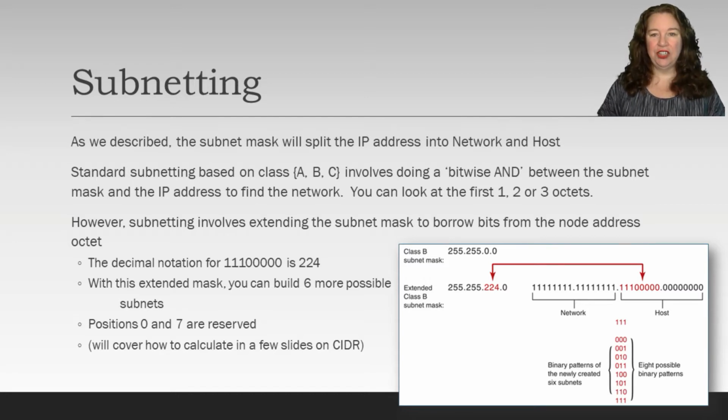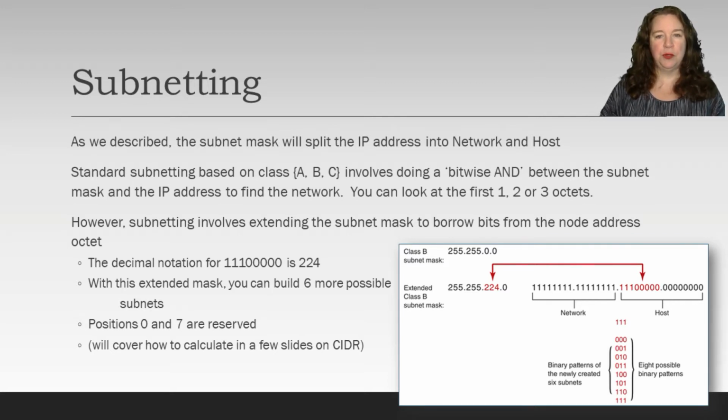In the example here, we have a class B subnet mask of 255.255.0.0. We are going to extend that to take bits from our host address. I'm sorry, this one uses 3. So in this case, we're going to borrow 3 bits. 1 with 5 zeros is 224 when you look at it as an octet. You have to look at the whole octet together.